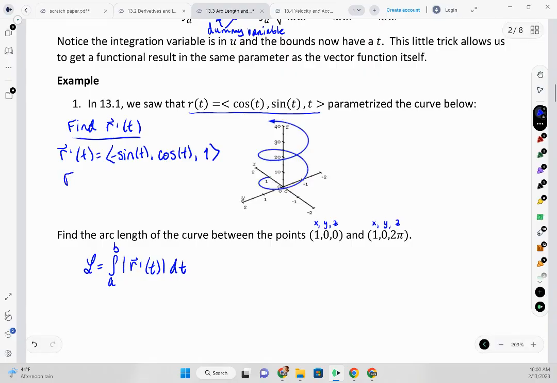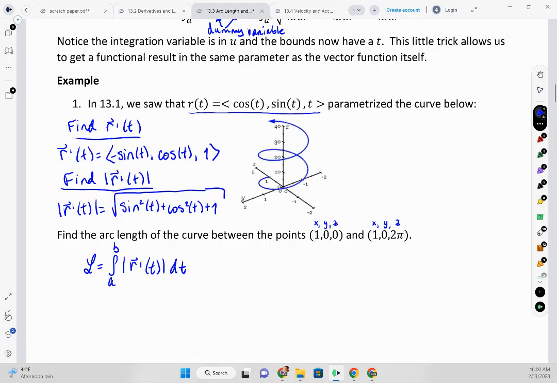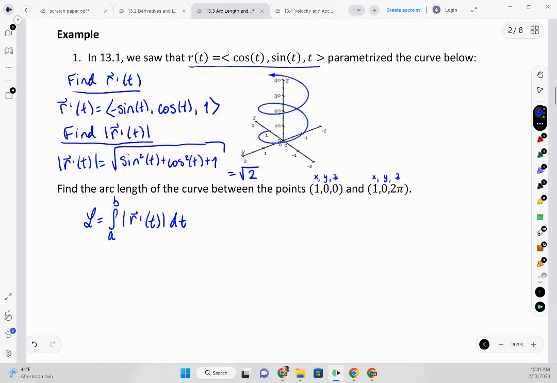All right, then we need to find the magnitude of r prime of t. And so the magnitude is just, we're going to write that out. It's equal to the square root of the sum of squares. And if I square each of these terms, I get sine squared of t plus cosine squared of t plus 1. Remember your Pythagorean identity, sine squared plus cosine squared is equal to 1. And so this is going to be equal to the square root of 1 plus 1, or the square root of 2. Okay, so that gives us our integrand.